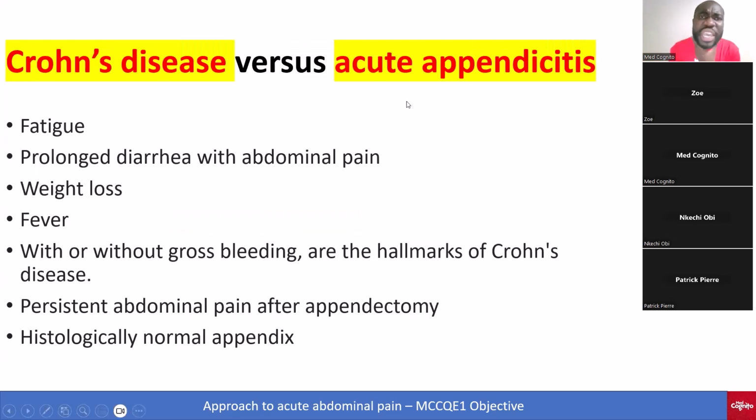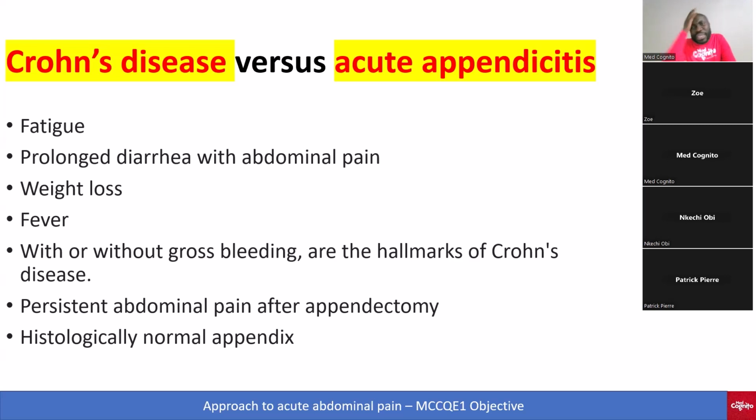What if you see Crohn's disease in your options? How will you be able to pick it up? That patient will present with fatigue, and that patient will have diarrhea, but the question stem may tell you that the diarrhea has been prolonged. It's been going on for weeks to months. The patient may present with weight loss. The patient may have fever, with or without gross bleeding.